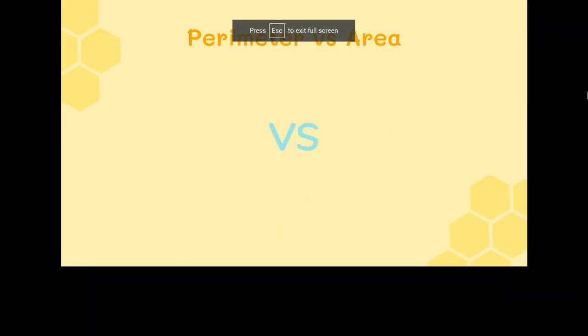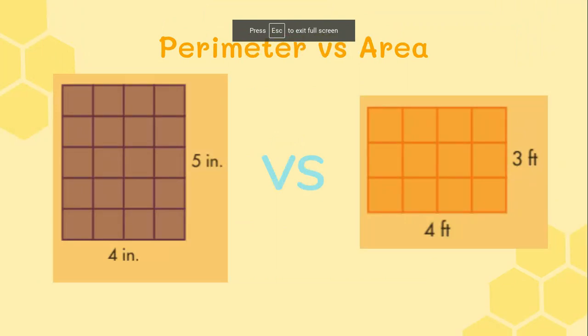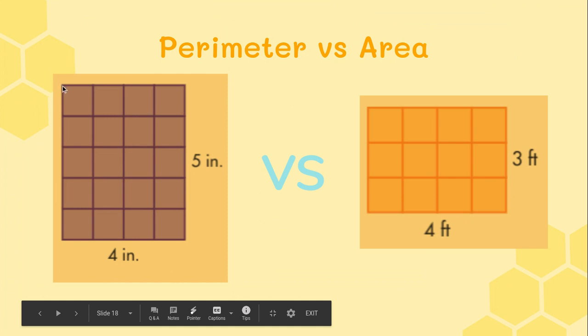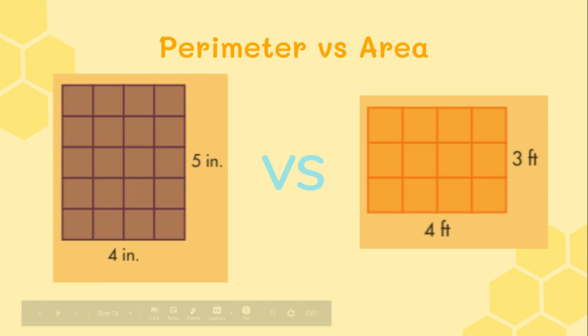Okay, so now we're going to try a couple together. So we have the ultimate showdown, area versus perimeter. The first thing we're going to do is find the perimeter of this shape. Remember, we're counting the distance around the object.